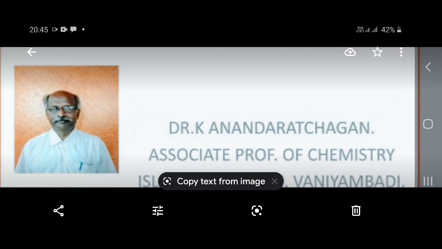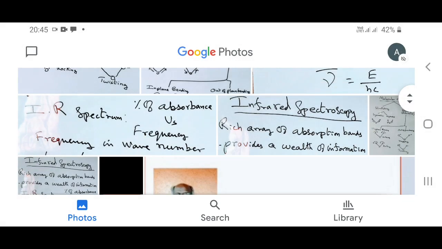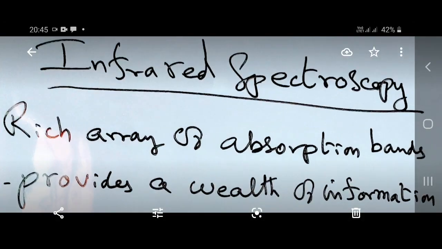From this class onwards, we shall discuss the applications of infrared spectroscopy in organic chemistry. First, let us see how infrared spectroscopy is better than UV visible spectroscopy.